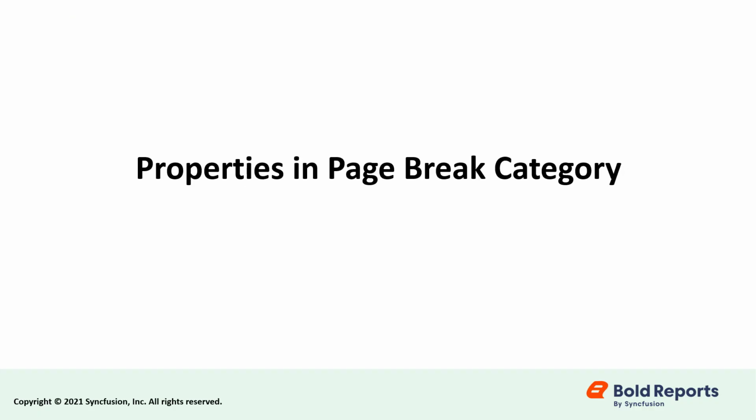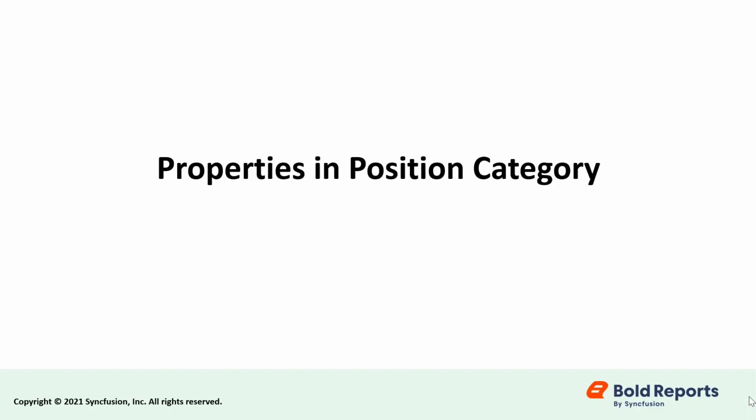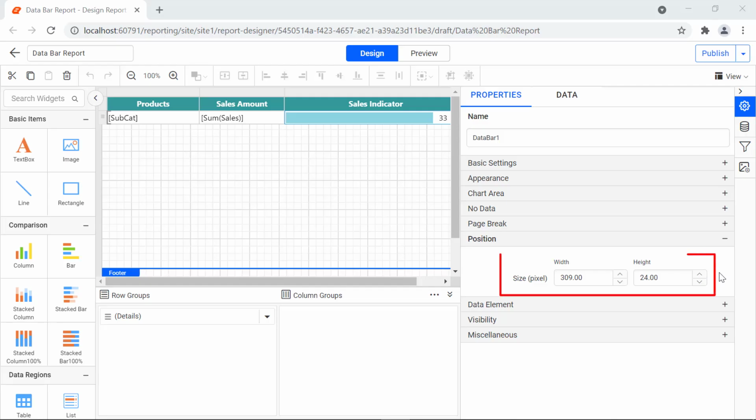Let's look at the properties under the page break category. The properties available under the page break category are break location and page number reset. The page break properties are used to control the amount of information on each page when you preview the report. By default, the None option is selected as the break location value. I enabled a page number reset property. Next, we'll see the properties under the position category. The size property is used to change the width and height of the data bar report item.